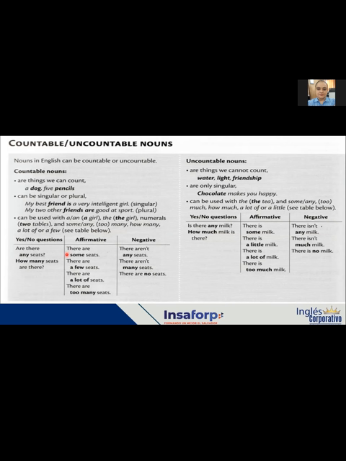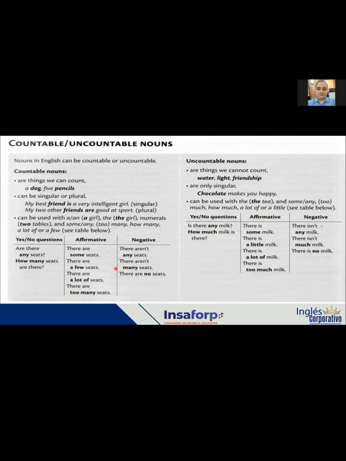Algunos. Okay, what about there are a few seats? Pocos. Okay. What about there are a lot of seats? Muchos. And too many? Demasiados. Okay, it's good. Thank you very much.